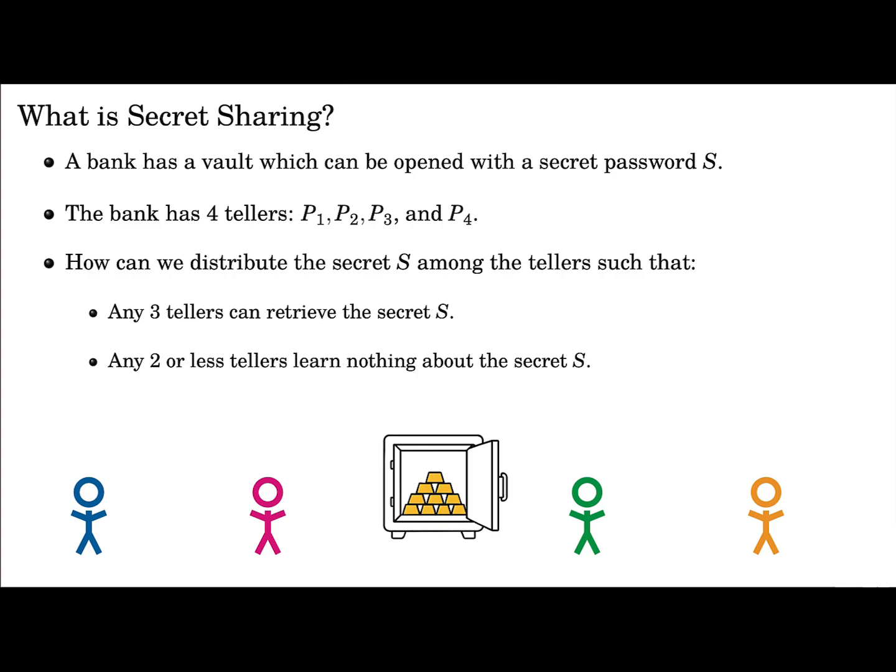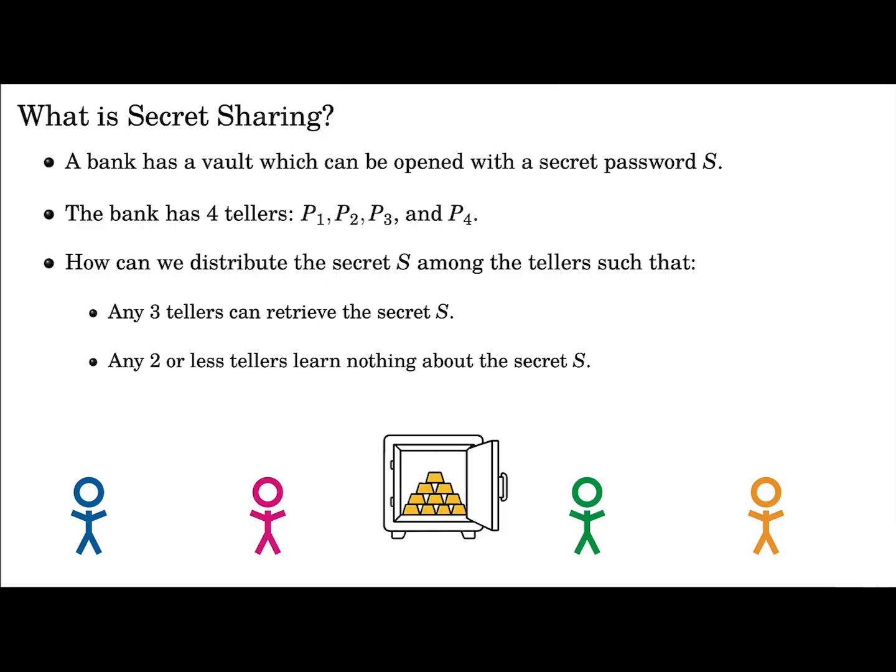So the goal is that any 3 tellers can work together and recover the secret. So if any 3 of them get together, they can get the secret password and then open the vault. But any 2 or fewer tellers should learn nothing about the secret at all. This is stronger than, for example, just splitting the secret password into pieces. If 2 people get together, they should not just know part of the password. We want them to learn nothing about the password. So they should learn no information about it at all.